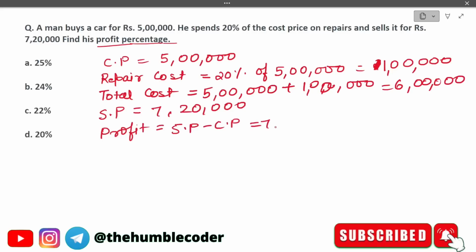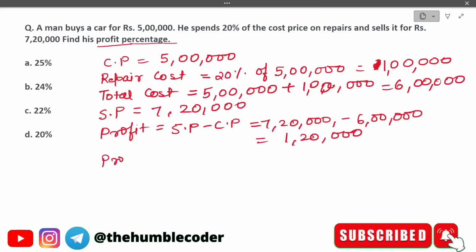So the selling price was 720 and our new cost price is what? 6, right? Because we have calculated. So this is going to be what? 1,20,000. So 1,20,000 is his profit.